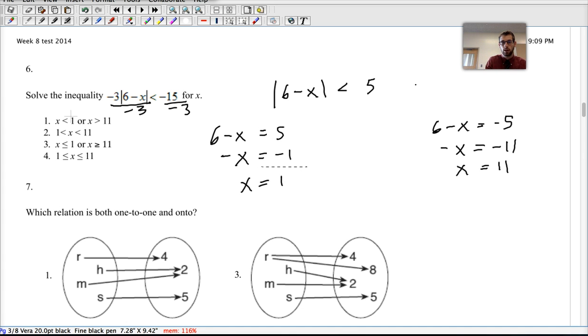Now I just need to know if I'm shading inside or outside. So let's go ahead, I'll draw it here. I've got an 11, I've got a 1.